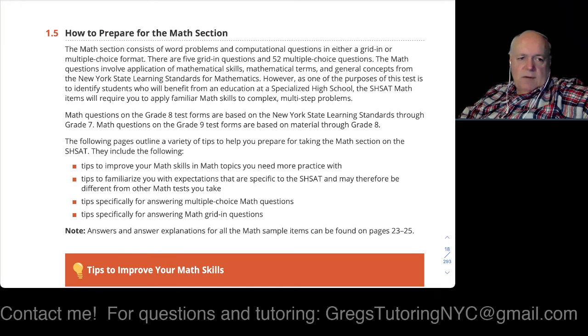Again, like I said, there's 5 grid-ins and 52 multiple choice, okay? It's testing your mathematical skills about terminology, a whole bunch of concepts. Concepts is huge on the SHSAT. And you often get asked, what are the topics? That's the topics. Everything you learned in math up until today, all right, and even after today, okay? The purpose of the test is to identify students who benefit from an education at the SHSAT, and students are required to be familiar with math skills that are complex and multi-step problems, all right? And they give some low-down stuff here about stuff like this.